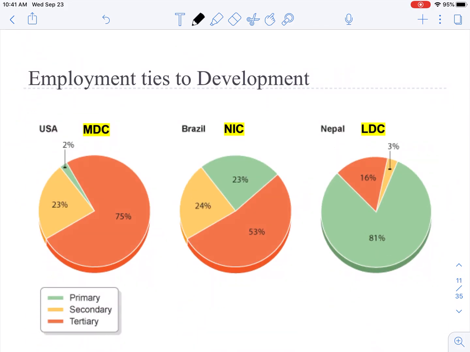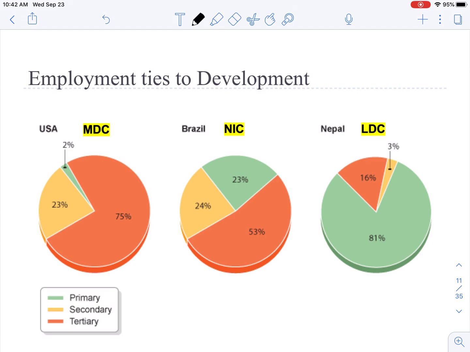When we talk about primary, tertiary, or secondary jobs, the percentage that are in each country can tell you whether it's an NIC, LDC, or MDC. A country like Nepal, where 81% of the people are working primary jobs, whether it's mining or farming, compared to only 16% in tertiary jobs, is going to show that it's an LDC. On the other hand, in the United States, 3 out of every 4 jobs are tertiary jobs, only 2% are primary jobs. That indicates there's quite a bit of technology and development in the US, therefore it's an MDC.